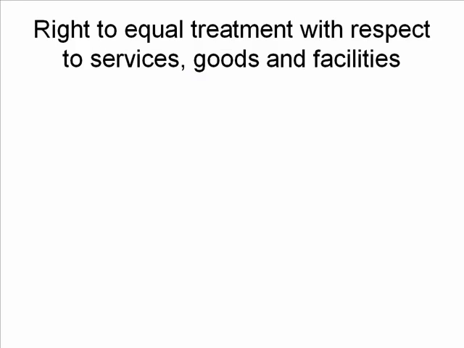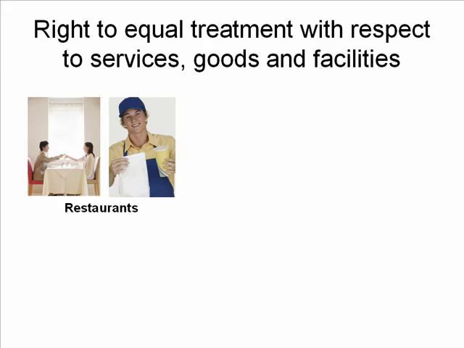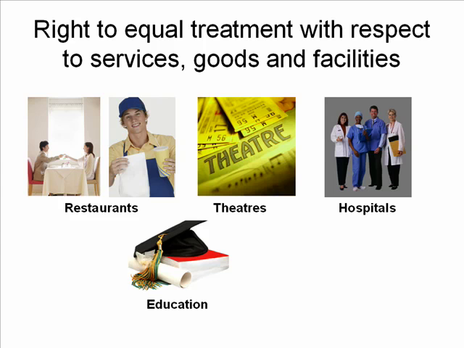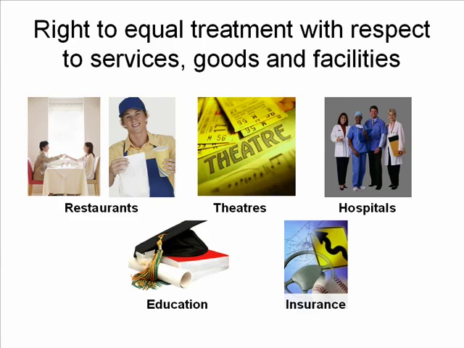Everyone has a right to equal treatment. Equal treatment when it comes to services that are provided to them, goods that they want to buy, and the facilities that they use. We're talking here about things like restaurants, could be eating in a restaurant or a fast food restaurant, going to a theater, treatment in a hospital or a healthcare facility, equal treatment with respect to education, access to education, and with respect to accessing the service of insurance. So notice what I did there: I created, again, the headline that made sure we knew what the area of focus was, and then used the photos and captions to make sure that they understood what we talked about when we said services, goods, and facilities.